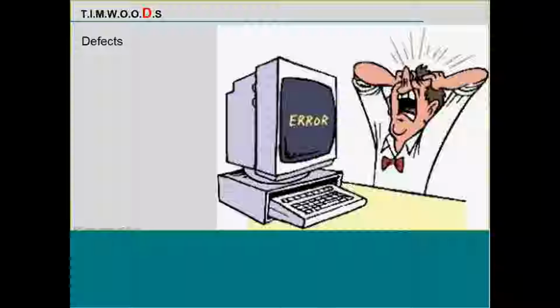The D in Tim Woods is defects. We can all relate to defects. Defects is essentially when we do something and for whatever reason, the product we created or the service we provided doesn't work or it's broken. Or we hooked up a computer but we were unable to map the printer. So when our customer goes and sits there to try to print something, it just for some reason doesn't work. In the customer's eyes, these are defects.